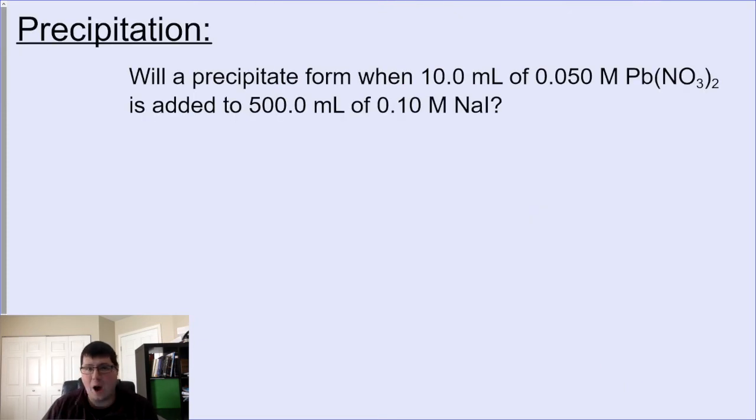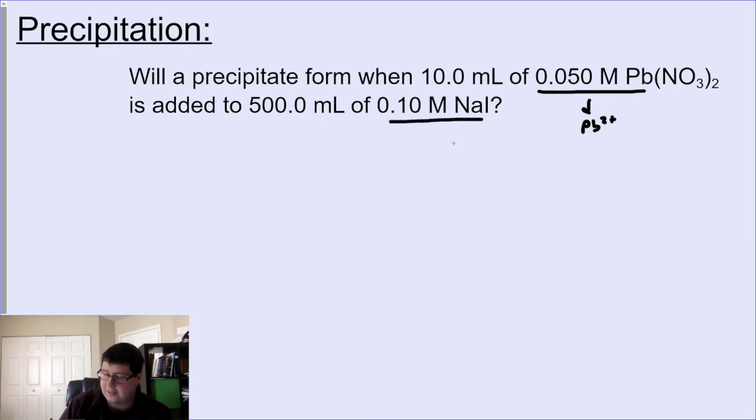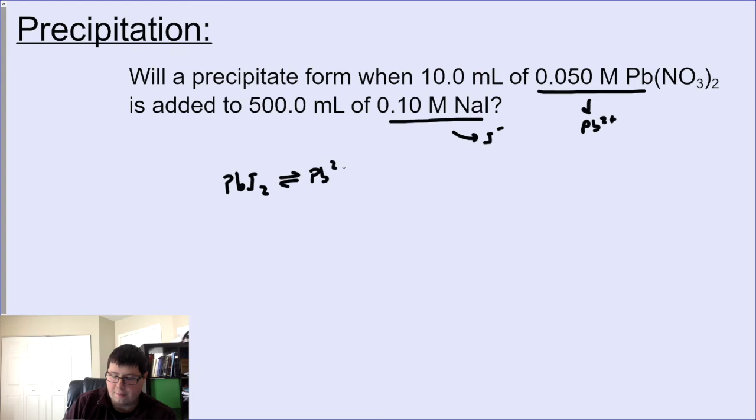Lastly, let's take a look and see how we can know whether something precipitates or not in one of these solubility equilibria. So our question here is, will a precipitate form when 10 mL of 0.050 molar lead nitrate is added to 500 milliliters of 0.1 molar sodium iodide? So here, what we are doing is adding a certain amount of Pb2+ in solution and a certain amount of I- into solution, recognizing that those two pieces are part of that equilibrium we had before: our PbI2 going between Pb2+ and 2I-.